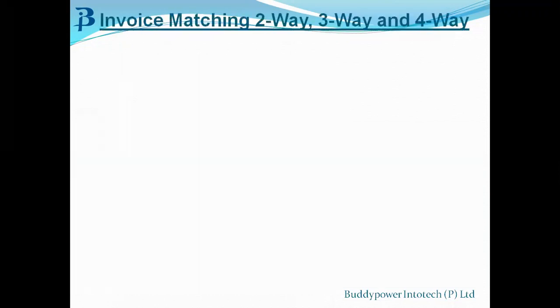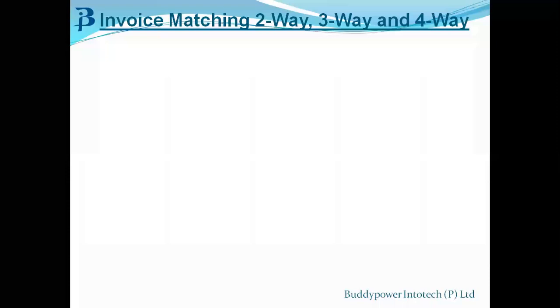So there is another option where you match your invoices to your purchase orders, which is called two-way, three-way, and four-way matching. One of the fundamental controls in payables is the PO match, the purchase order match. This simply means that the invoice you enter.